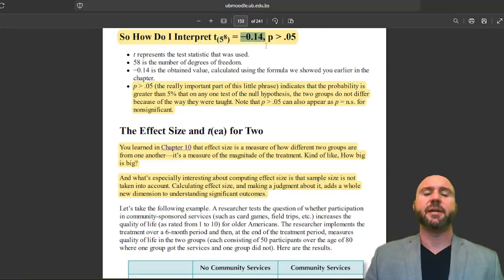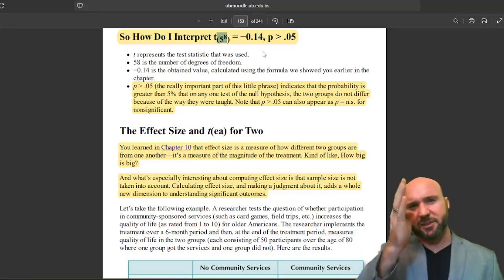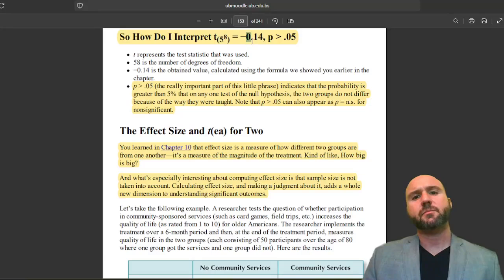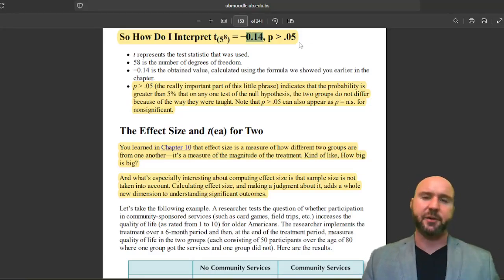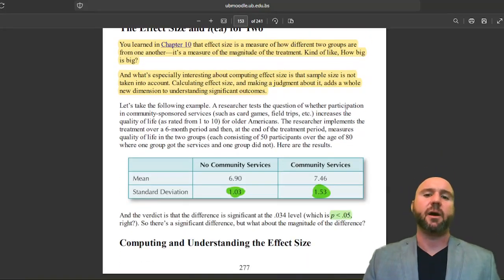The obtained value is 0.14, and this is not significant. We know that because p is greater than 0.05. We should know by now that the critical value is 1.96, especially for larger numbers, but really with 58 you're around 2. You've got to get to 2. So this is pretty far off, not significant. You're likely to have made a type 1 error. Don't worry about this data, but now we want to worry about the effect size.